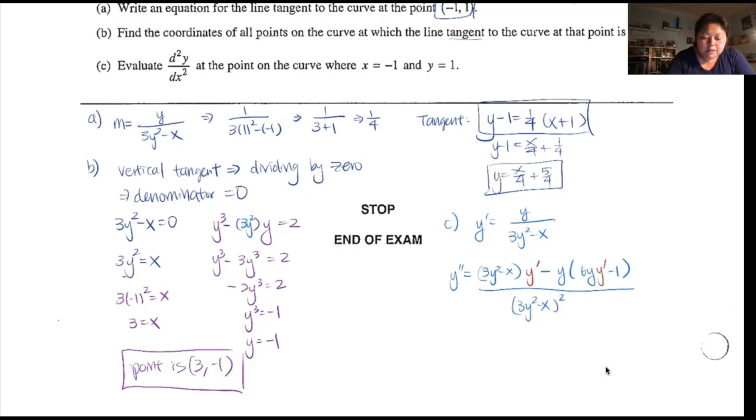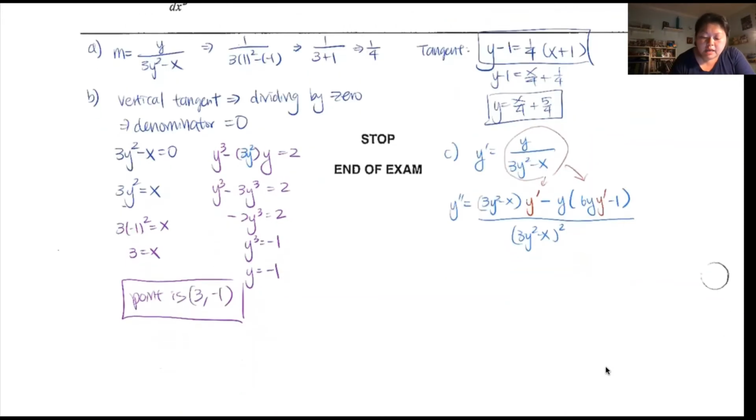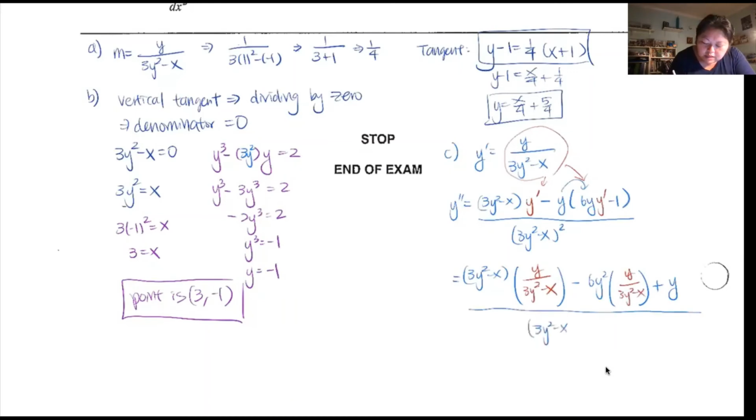So don't forget, in implicit differentiation, especially when you're taking the second derivative, you want to plug in your y prime back into your equation so that you clean it up as much as you can on the right-hand side, okay? So you have 3y squared minus x times your y prime minus, I'm going to distribute this, 6y squared times y prime plus negative y times negative 1, so plus y. All right, let's put our y prime in. Our y prime is y over 3y squared minus x, and don't forget my denominator, 3y squared minus x squared.